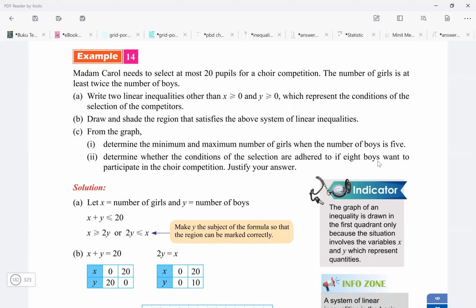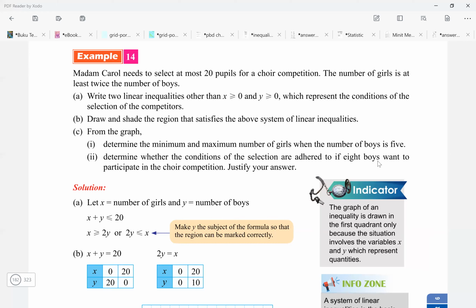Madam Carol needs to select at most 20 pupils for a choir competition. The number of girls is at least twice the number of boys. The first question: you need to write two linear inequalities other than x is greater than or equal to 0 and y is greater than or equal to 0. Like I said before, we always have this inequality because x and y represent quantities, so they have to be greater than or equal to 0, which represent the conditions of the selection of the competitors.